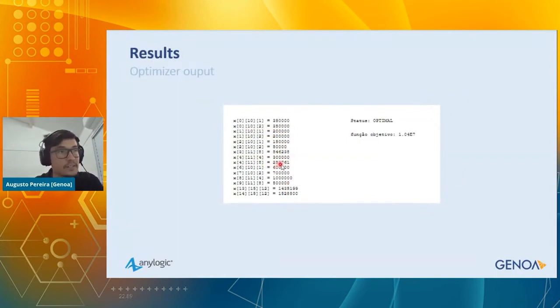Here it's just a print screen of the output of the optimizer. So we have the amount of material moved from one origin to one specific destination of each one of the piles. Here it's the total amount in tons of material that would be moved along the time horizon, the studied horizon.